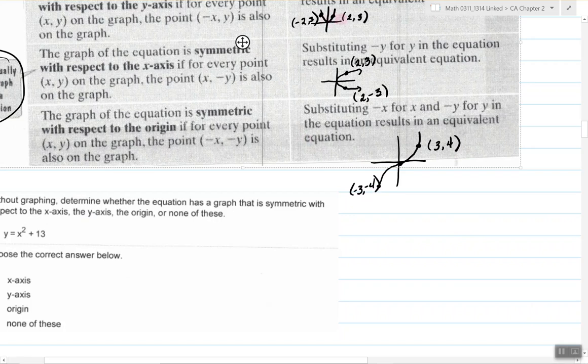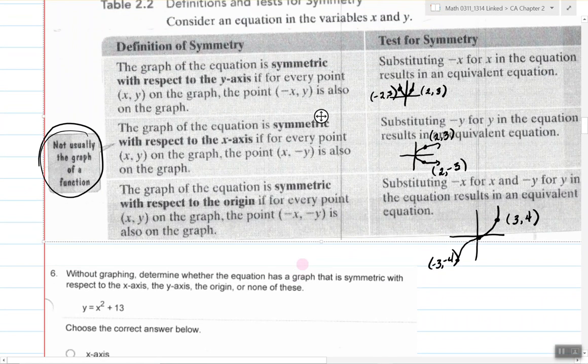If it is up here at the top, if it is symmetrical with respect to the y-axis, then the y-axis acts almost as a folding line. If it has symmetry with respect to the x-axis, then the x-axis acts as a folding line, and it's identical on both sides. If it is symmetry with respect to the origin, then it's going to be in the opposite or diagonal quadrant, and both the x and the y will be opposite in sign.